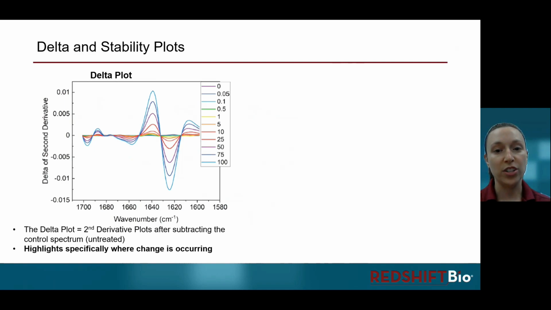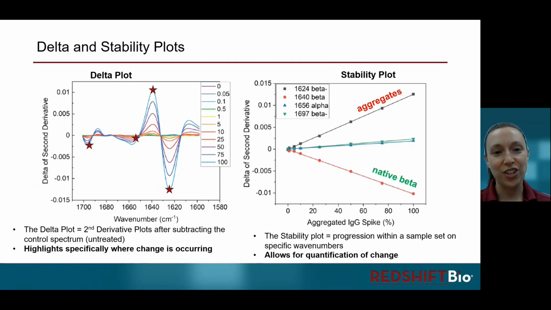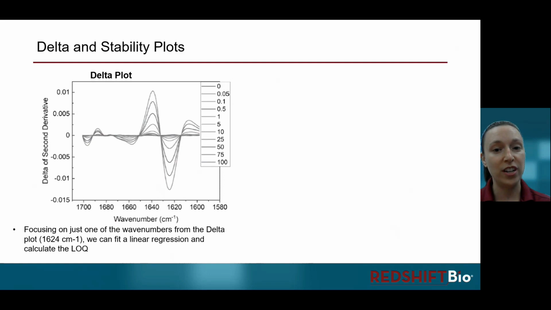By tracking specific wave numbers in the delta plot that we know are important for secondary structural features, we can track the changes to those structures across the whole sample set. Shown on the right is what we call the stability plot and is monitoring 4 wave numbers of interest, specifically 1624 and 1697 for aggregated beta sheet structure and 1640 for native beta sheet. We also track 1656 for alpha helix, but as antibodies have very little alpha helical content, this one's not important to focus on.